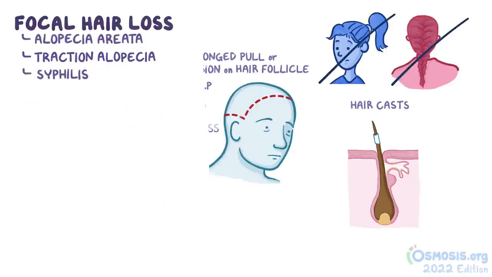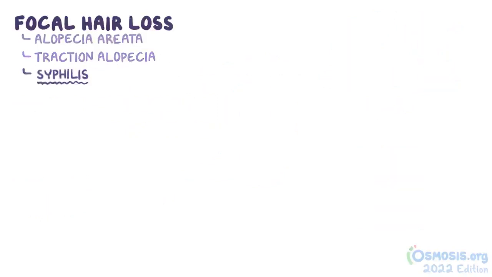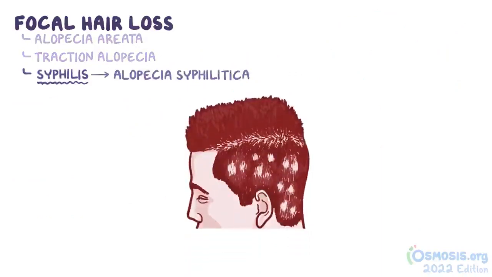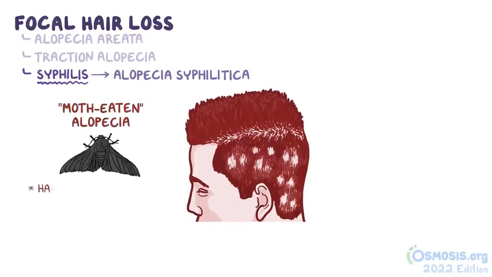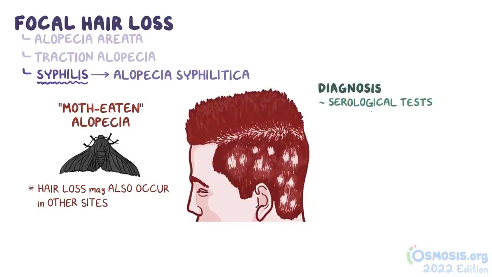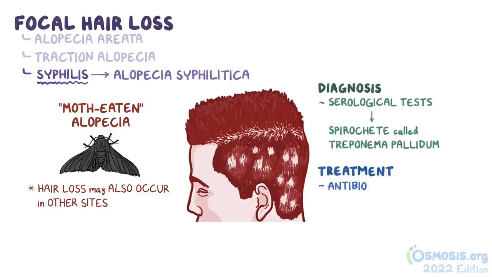Focal hair loss can also be an infrequent sign of secondary syphilis, called alopecia syphilitica. Alopecia syphilitica presents with patchy hair loss on the scalp, described as moth-eaten alopecia. Hair loss can also occur in other sites. Syphilis can be diagnosed by using serological tests to detect the spirochete called Treponema pallidum, and treated with antibiotics like penicillin.